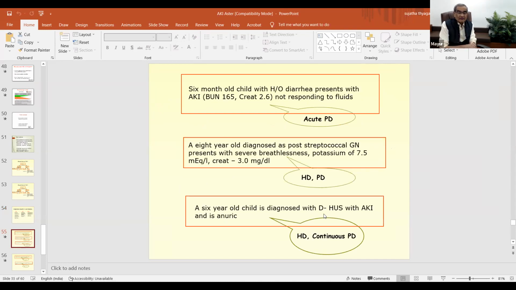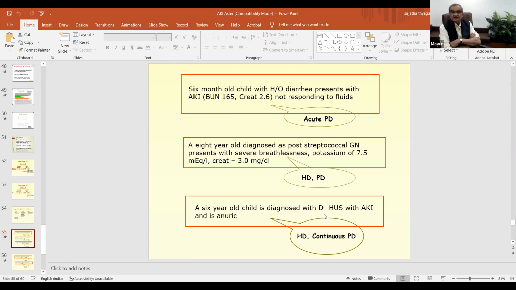So I think I will just go over some scenarios. A 6-month-old child with history of diarrhea presents with AKI, that is BUN is 165, creatinine is 2.6. As you can notice, the BUN is disproportionately high. So when that happens, you have to suspect there may be an underlying pre-renal state, or pre-renal superimposed on intrinsic renal, because of the disproportionately high level of urea compared to creatinine.